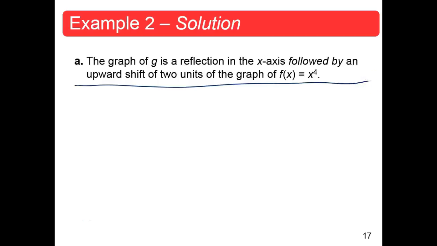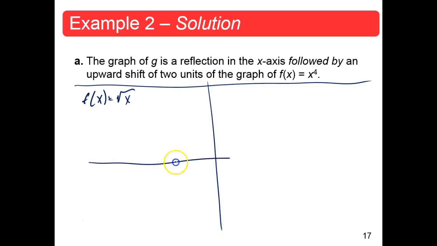Compare the graph of each function with the graph f of x equals square root of x. That's our parent function. So you tell me how to graph that. 0, 0 is certainly going to be there. It's going to start increasing. What's another point? 1, 1. Okay, got it. Next.